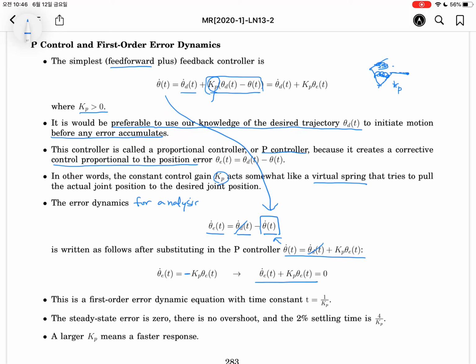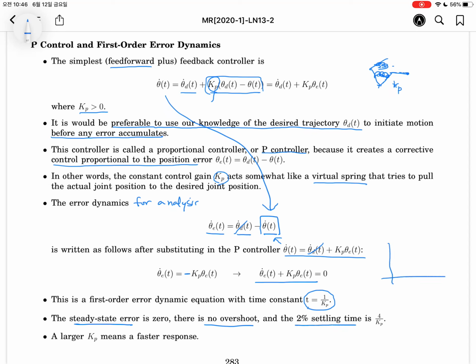Okay? Maybe you are very good at this kind of equation. Here, the time constant will be 1 over Kp. Okay, from here we can know that if we assign a big Kp, the time constant will be very small. It implies fast response appears. Is it right? And then zero steady state error, no overshoot in the case of the first order.